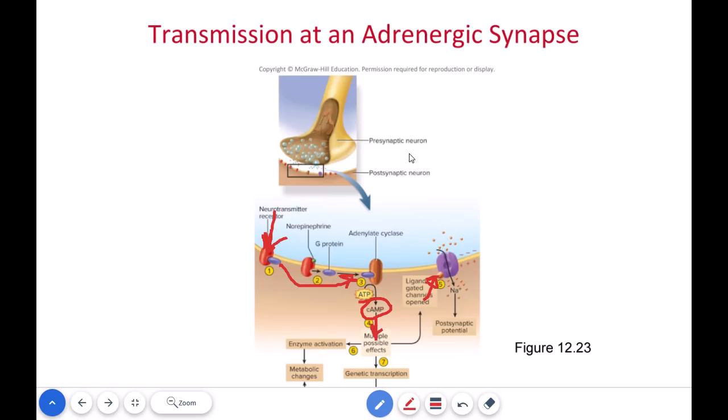So those are the 3 kinds of neurotransmitters.